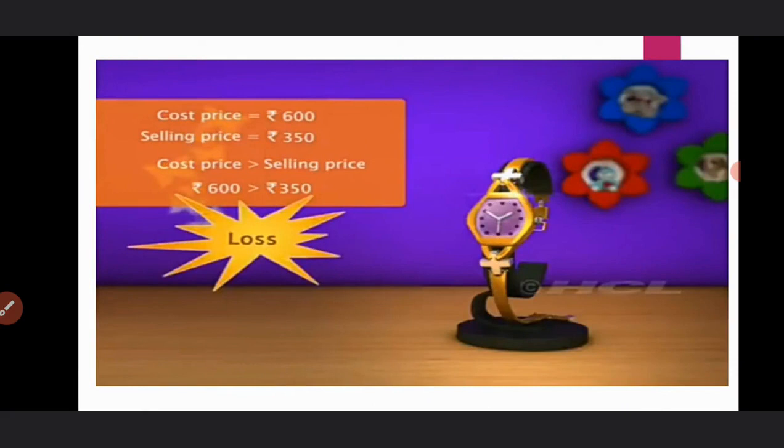In the other case, let us consider that the cost price is rupees 600 and he is selling it at rupees 350. A huge difference. In this case the cost price is greater than the selling price, and hence Sam will suffer a loss, because the amount at which he bought the watch was more than the amount he is getting in return.